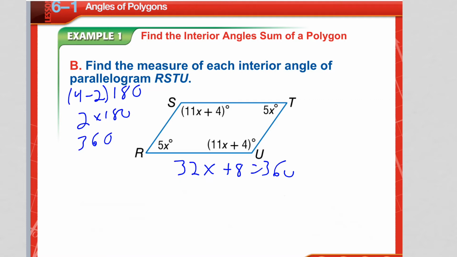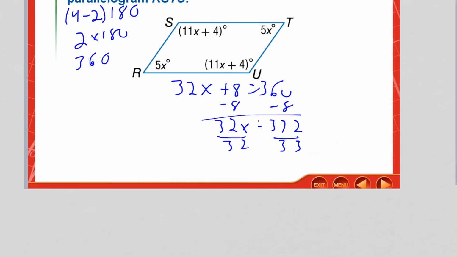So now let's go ahead and solve this. So we have to subtract the 8. So we get 32x equals 372. And then we have to divide by 32. And then that gets me that x equals 12. Nope, sorry, wrong one. This should be 352. And I'm dividing by 32. Sorry about that. So my x should be 11.